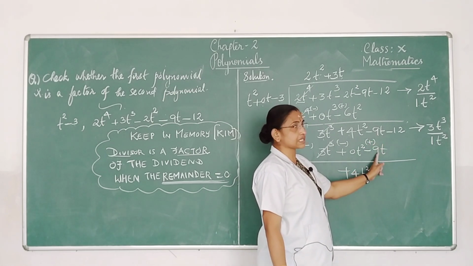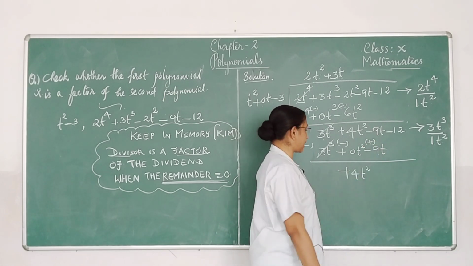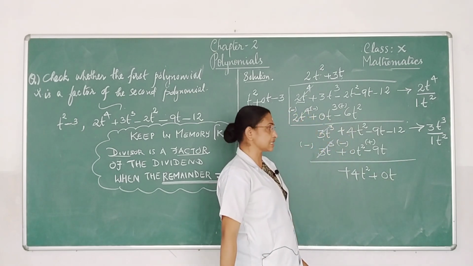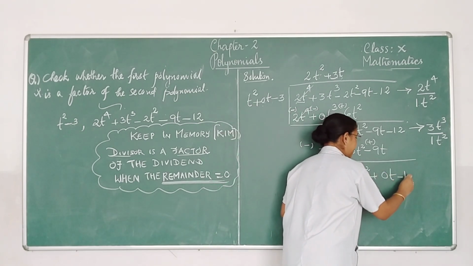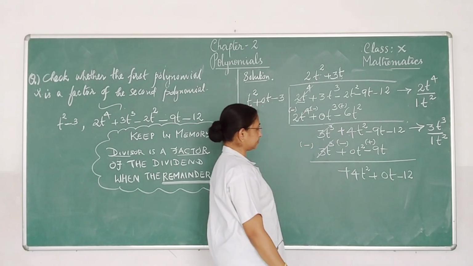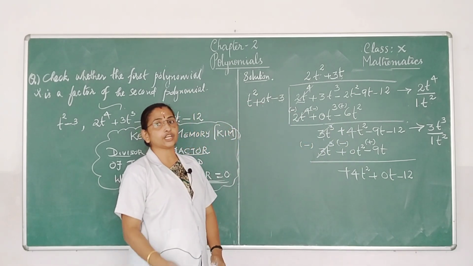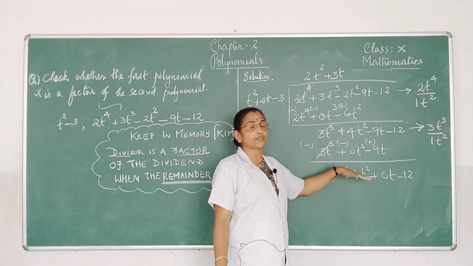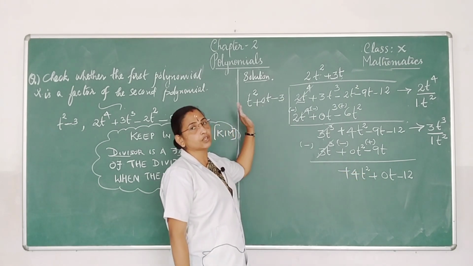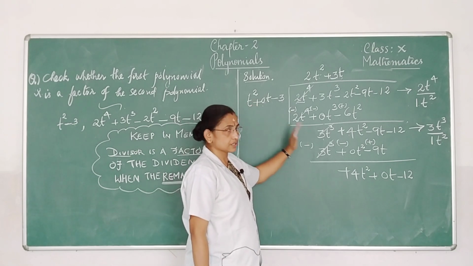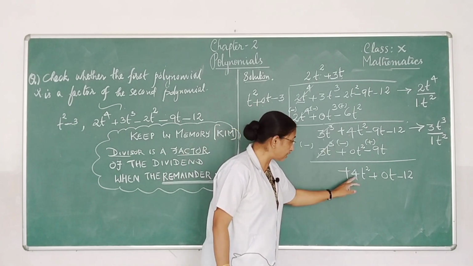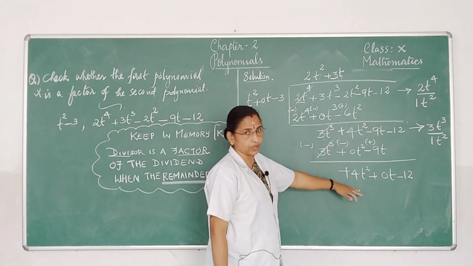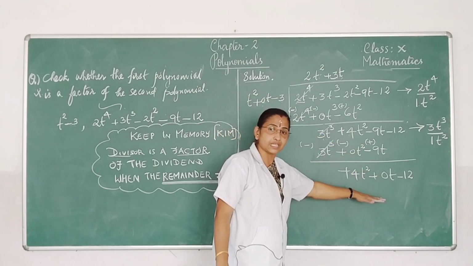Minus 9 plus 9, both are having different signs, so it becomes 0t. The last term minus 12 I am going to write here. Check whether we need to proceed further or not. Now this is your remainder. If the degree of the remainder is less than the degree of the divisor, you can stop. So here we need to proceed as the degree of the remainder is not less, it is equal.